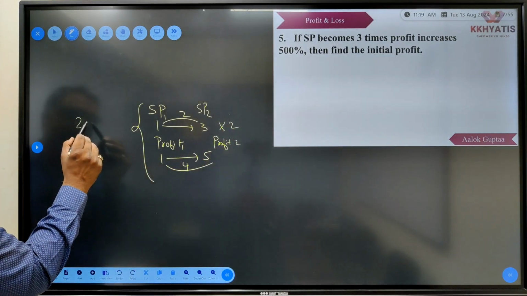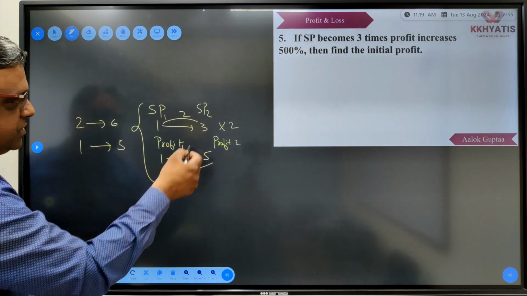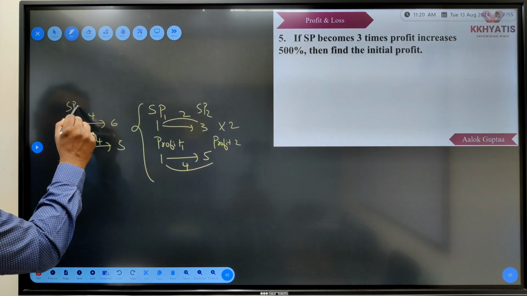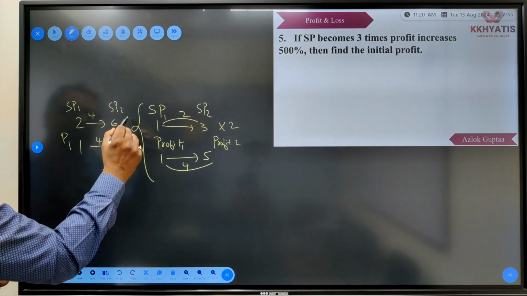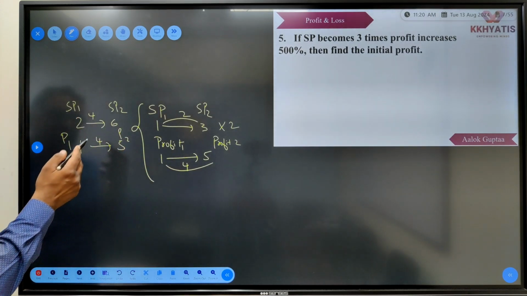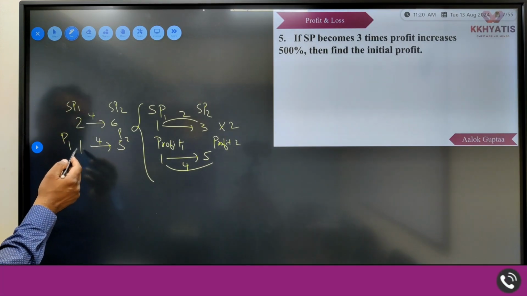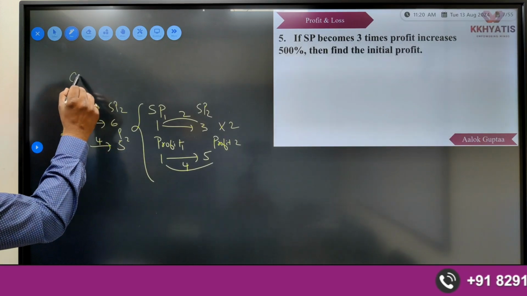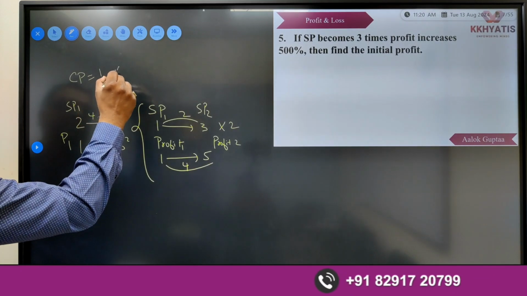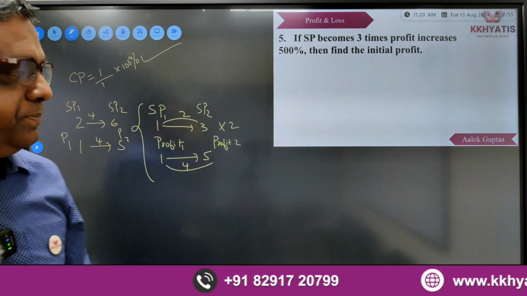So this 2 became 6, and from here, let us not change it because I just doubled the difference here. So here also a difference of 4, and here also a difference of 4. So my earlier scenario, SP1 profit 1, SP2 profit 2, became this. Now my difference is the same, so now I have to find the initial profit. My SP is 2, my profit is 1, which means my cost price should be 1. So my cost price is 1. How much is my profit? Profit also is 1, which means I am having 100% profit. The answer is 100% profit. Okay.